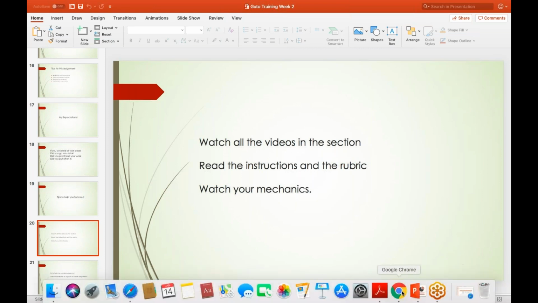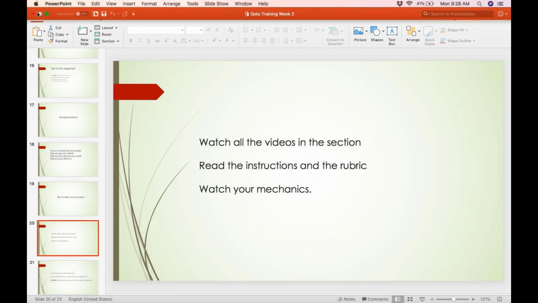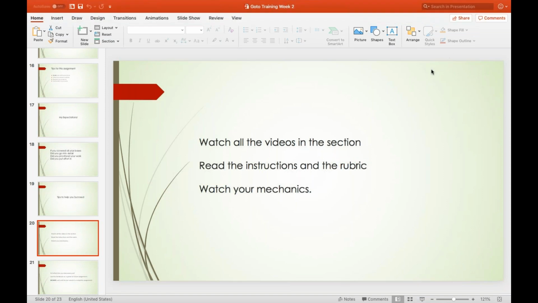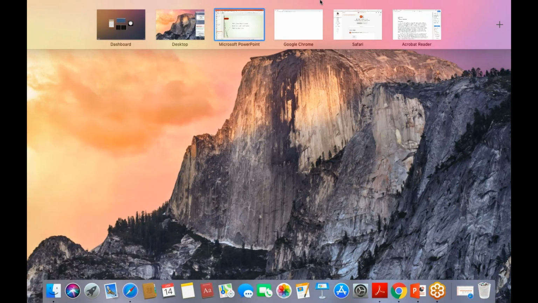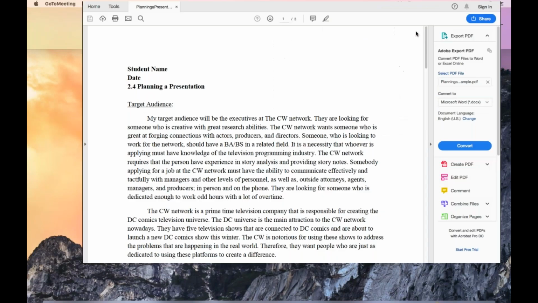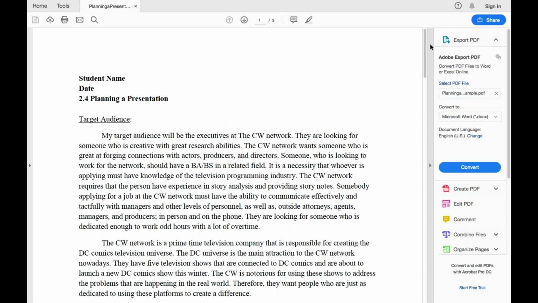So I'm going to see if I can pull up the presentation to where I had a student example. Okay. What does everybody see on my current screen? Okay, so this is the 2.4 planning presentation. Can everyone see this clearly? Yes. All right.